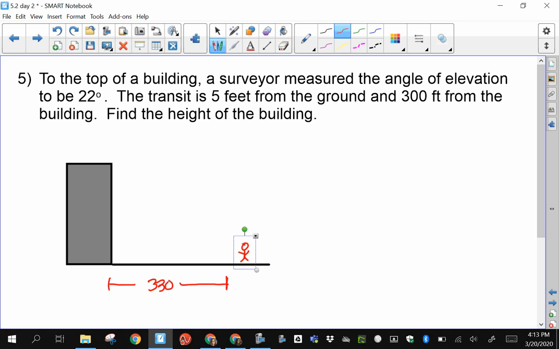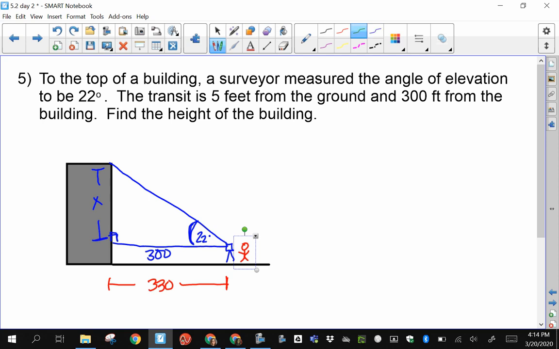And the angle of elevation is 22 degrees. So he's got his little machine here, and the angle of elevation from that machine to the top of the building is 22 degrees. So what we've done is we've made a right triangle here. I know that the base of that triangle has a length of 300 feet, and I'm going to be interested in finding the height, which I'm going to call x.